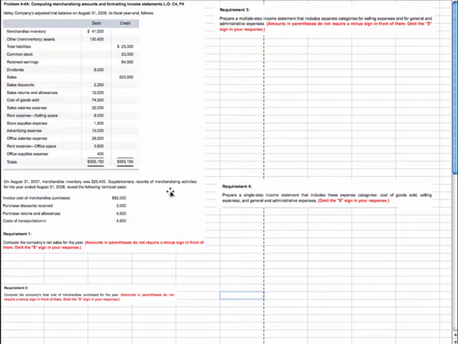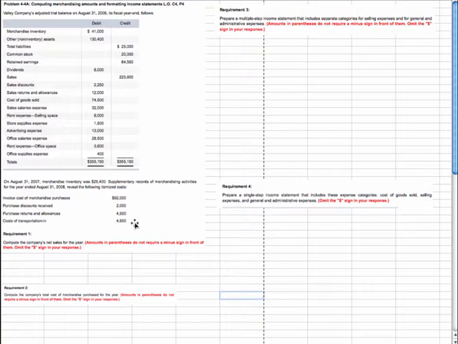Supplementary records of merchandising activities for the year ended August 31st, 2008 reveal the following itemized costs: invoice cost for merchandise purchases, purchase discounts received, purchase returns and allowances, and cost for transportation in. Remember, cost for transportation in, what is that? That's the freight charges that we've been talking about that we're paying to get the inventory from our vendor to our warehouse. So it's the incoming freight cost, not the outgoing freight cost.